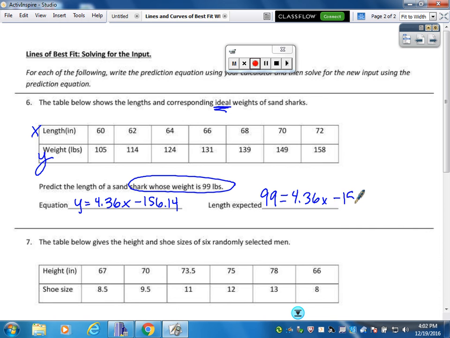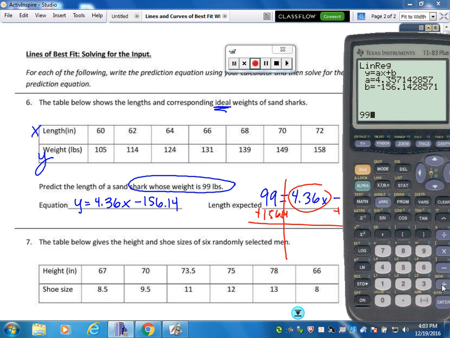So this is a two-step equation, and all you have to do is solve for this lovely x right here. So we are going to add our 156.14 and then divide by our 4.36. So add 156.14 to the side over here. Go into your calculator, get this done.